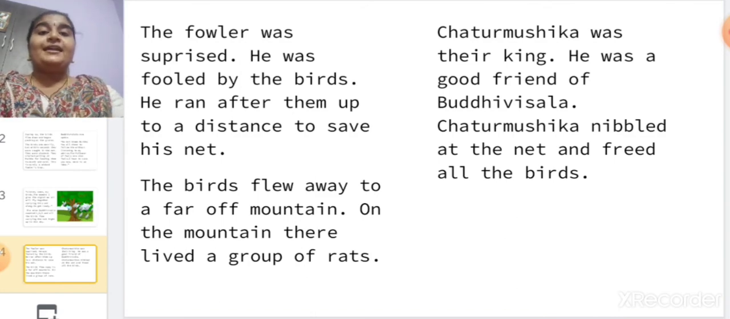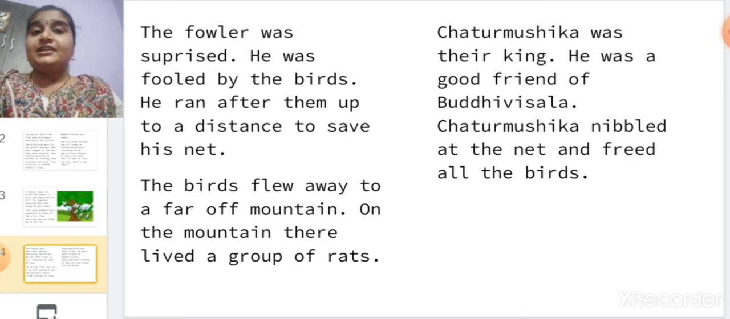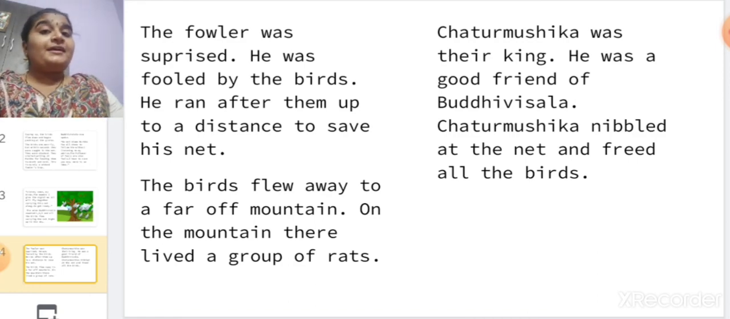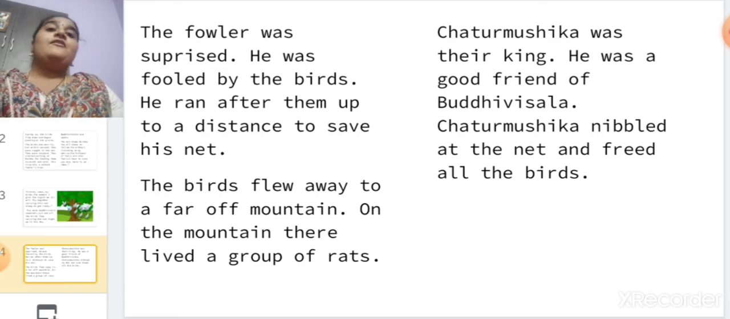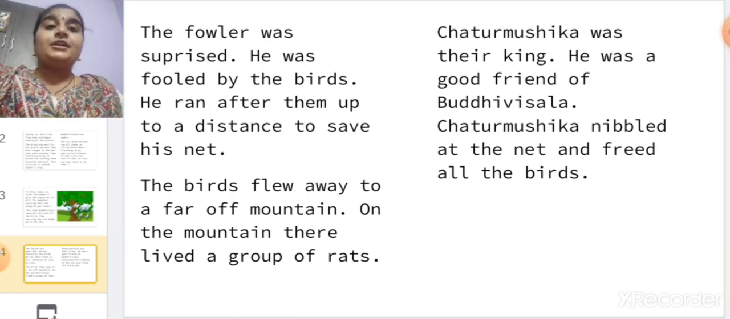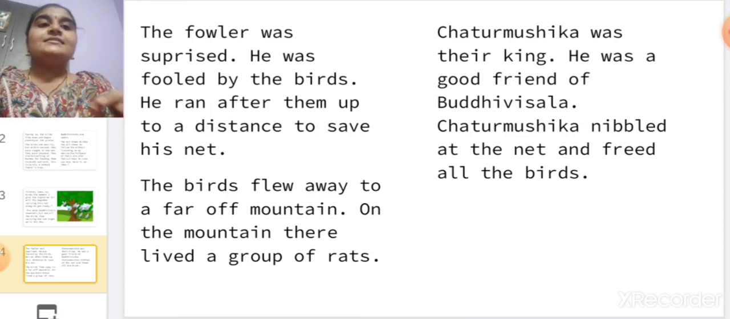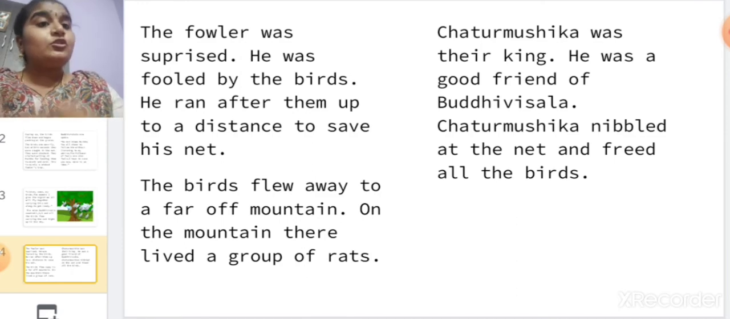Next one, sixth one. Where is it? What is there? The book is under the box. Sorry. The book is under the box. Can we write the book is under the box?